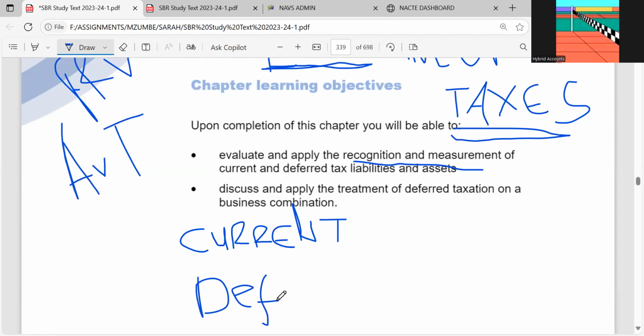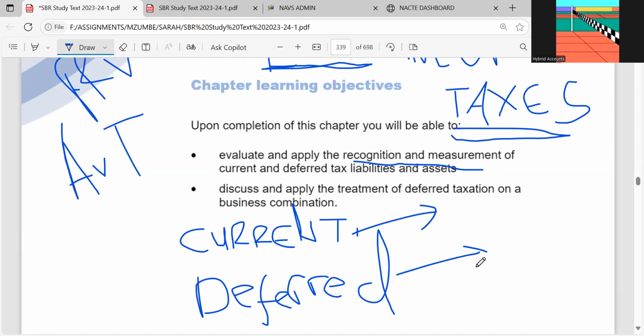Deferred. I hope you know the meaning of deferred, right? If you defer something, it means that its implications are in the future. So current is for the current period, deferred will be reflected in the future. And for both current and deferred components, you would have respective tax assets and liabilities. The deferred tax assets and liabilities will be in the future.